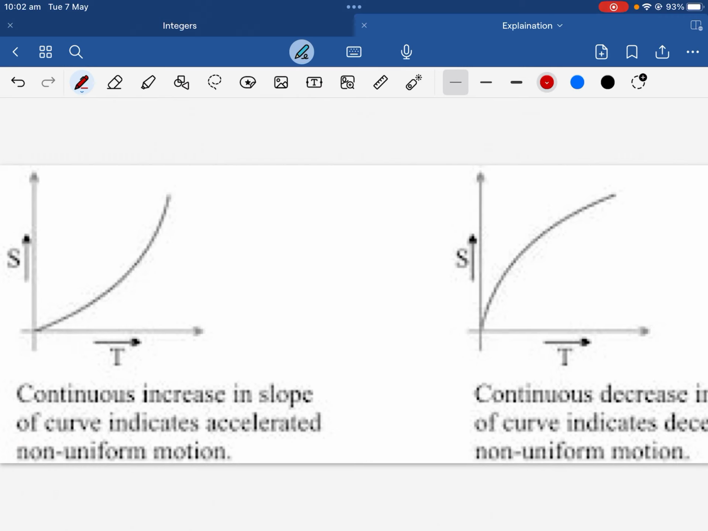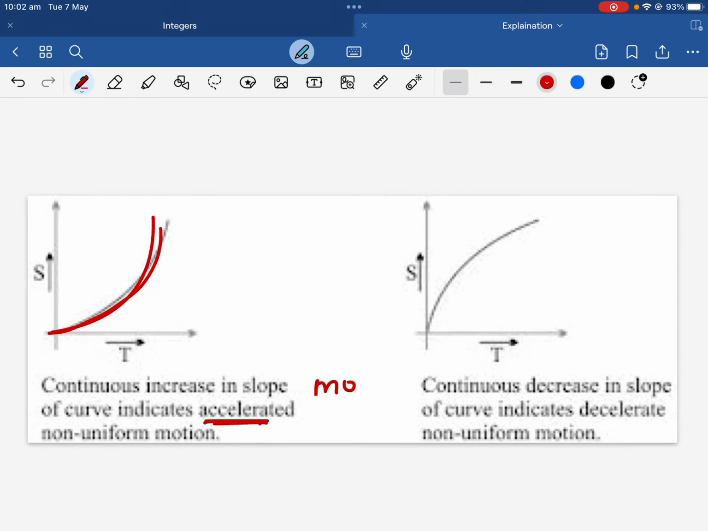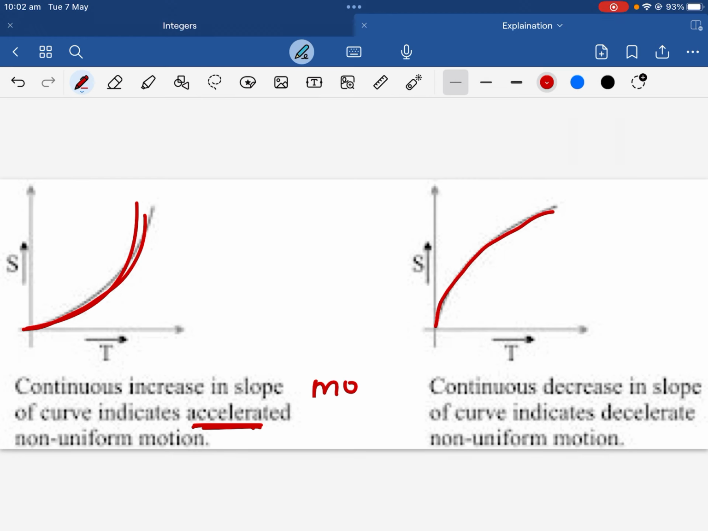This is non-uniform motion. As we had learned in the past lessons, it is a curve. Non-uniform motion, when represented as a graph, it is a curve. Continuous increase in slope of curvature indicates accelerated motion. Increase in slope represents accelerated motion, and continuous decrease in slope represents decelerated motion or retarded motion.